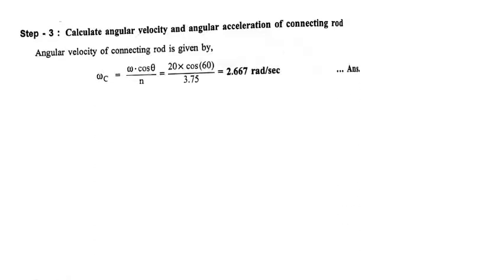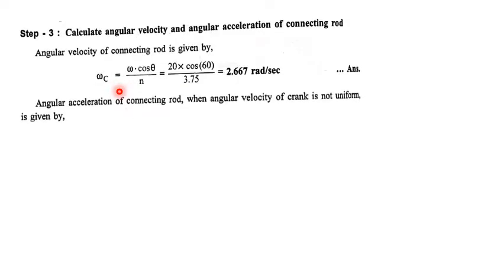Okay. So in the last step, we are going to calculate angular velocity and angular acceleration of connecting rod. Angular velocity of connecting rod is given by, we know the formula omega c is equals to omega into cos theta divided by n. So omega is 20, theta is 60 degree, n is 3.75. Substitute all the values and simplify it. So after simplifying, we got 2.667 radians per second. So this is the angular velocity of the connecting rod.